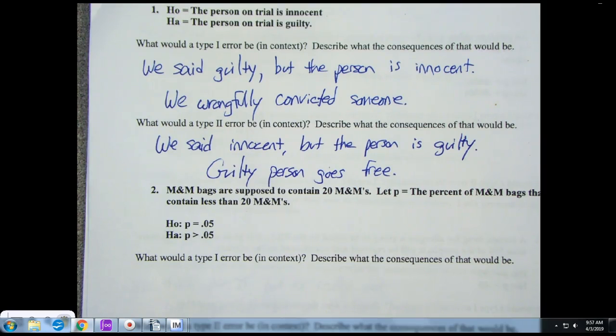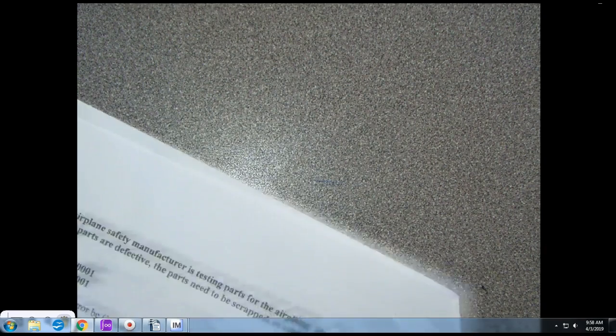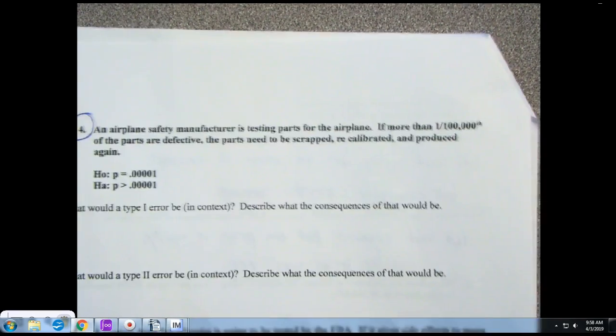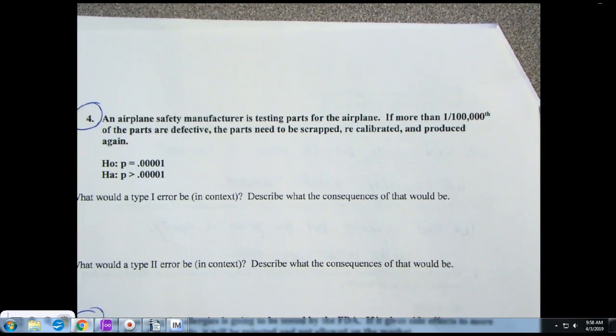Does what I'm teaching make sense? Yeah, it's just a matter of keeping it straight, I think. Try number 4. Number 4 is a good one. For 2 and 3, my questions weren't very good on the consequences, but 4 and 5 are good.